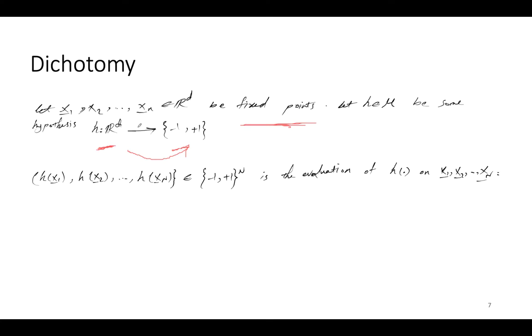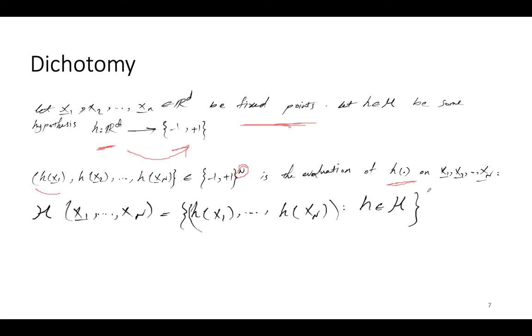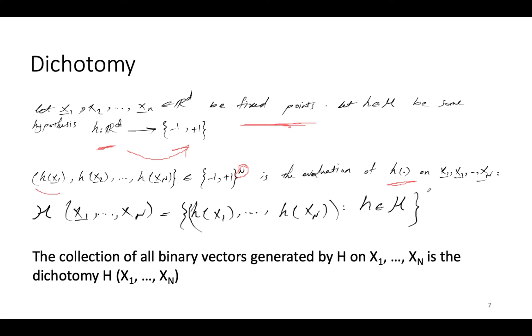So, assuming that we have that hypothesis function iterating over all of the fixed points, right? h(x1), h(x2), and similarly for all of those, we are going to have an output that maps to minus 1 and plus 1 for each of the n points. It's an n-point space of binary values. So it's the evaluation of that function. Okay. So we can define a dichotomy vector as the collection of all the binary vectors generated by h seeing those fixed points, right?